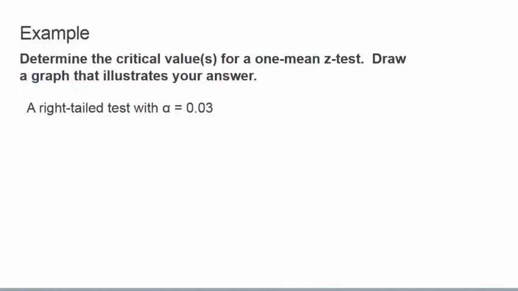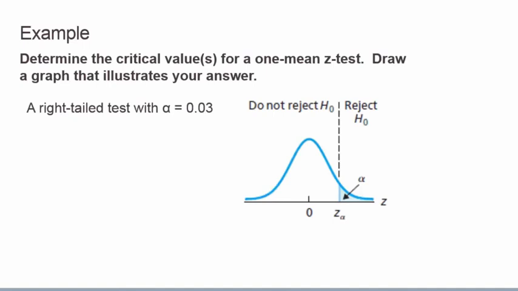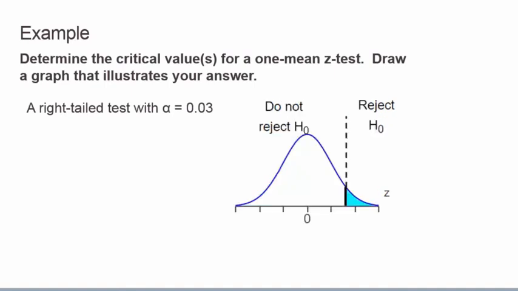Example. Determine the critical value for a one-mean z-test. Draw a graph that illustrates your answer. A right-tailed test with alpha equals 0.03. A right-tailed test has an illustration where z sub alpha is positive and alpha is shaded to the right of z. Drawing this to match our data set, my shaded region is 0.03, which means my non-shaded region is 0.97. So my rejection region is 0.03 and my non-rejection region is 0.97.